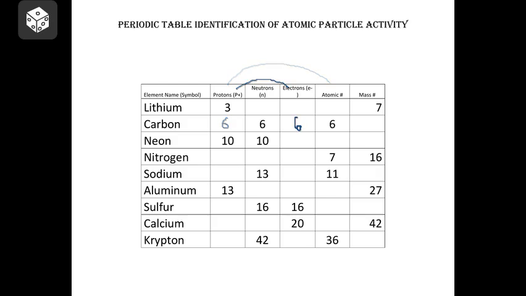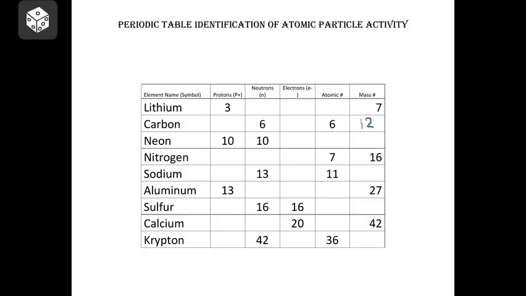What would the mass number be? Well, it's basically protons plus neutrons. So 6 plus 6 then is obviously equal to 12. That's basically how easy this activity is. So I'll just do one more and then you can finish this off on your own.